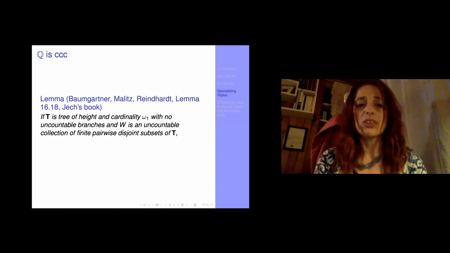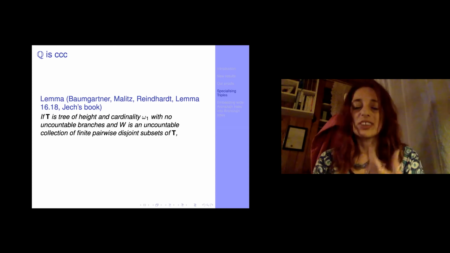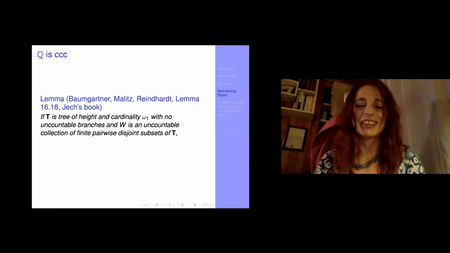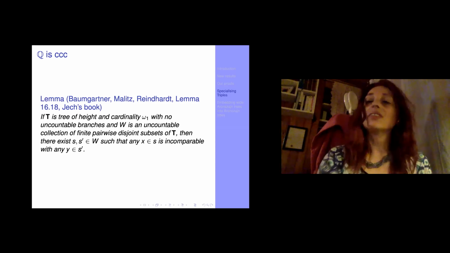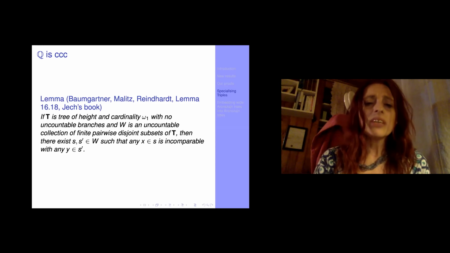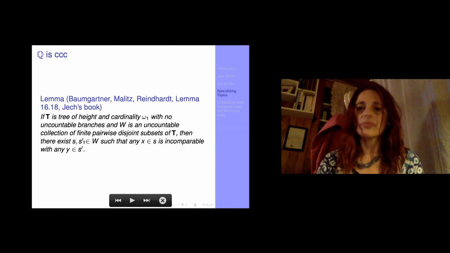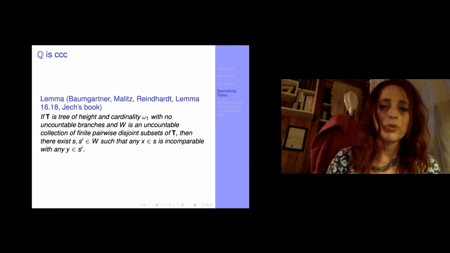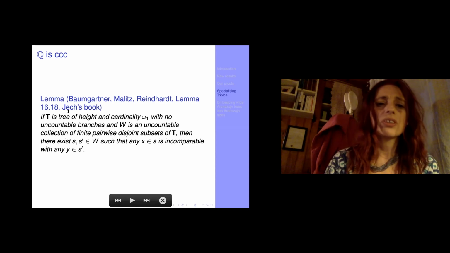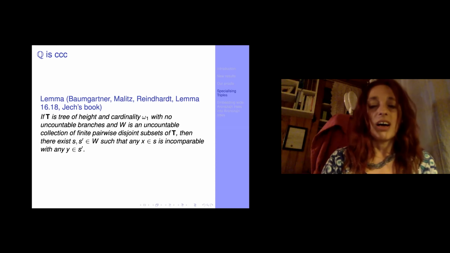And now you take an uncountable collection of finite pairwise disjoint subsets, like, for example, the conditions that you have cleaned up in your delta system lemma in this forcing. What it says is that you can find two of those finite sets such that every element in the first set is incomparable with any element in the second set. And this is something that's very important in their proof, and it's also very important in our proof. If you look at Jech's book, the lemma would be stated for Aronszajn trees, but this is not how it is stated in the paper. And it is not what we need.